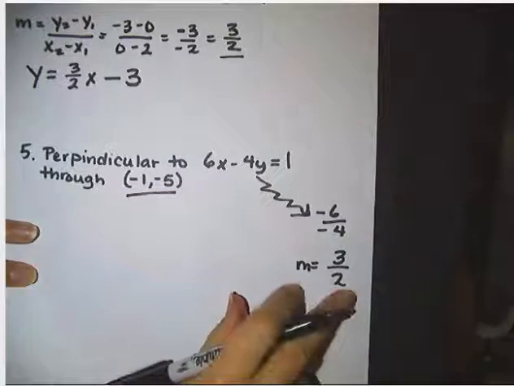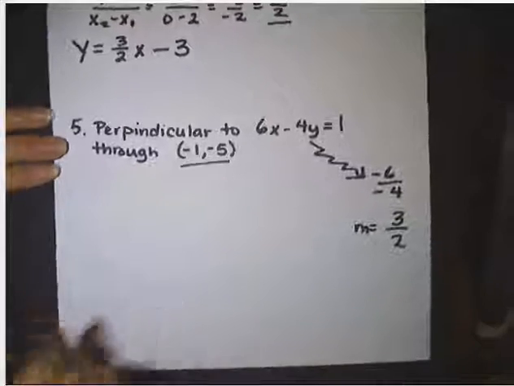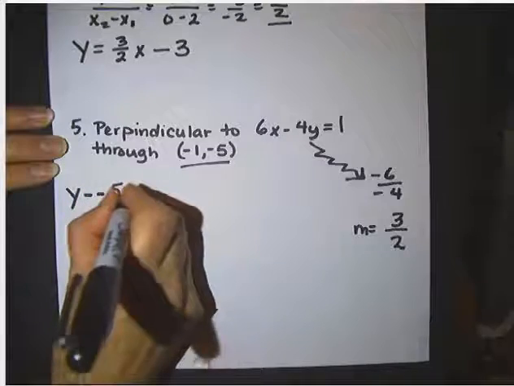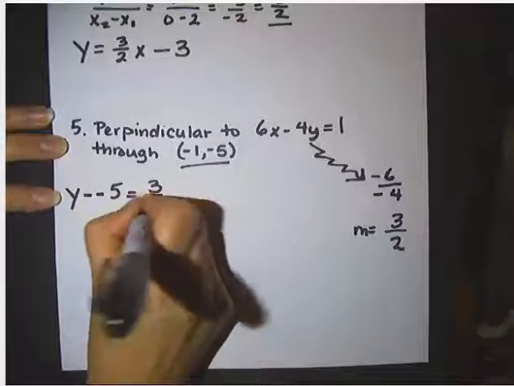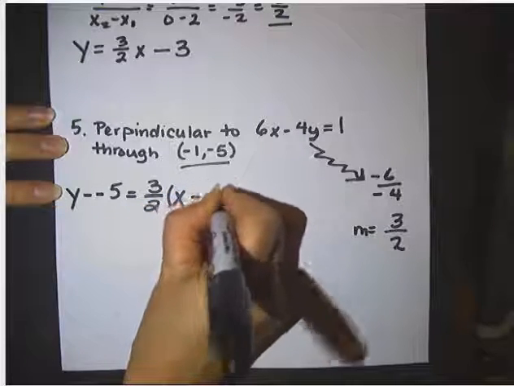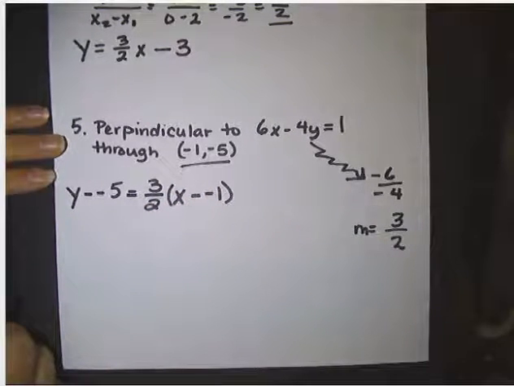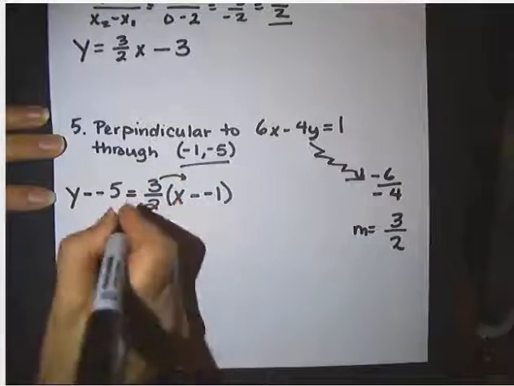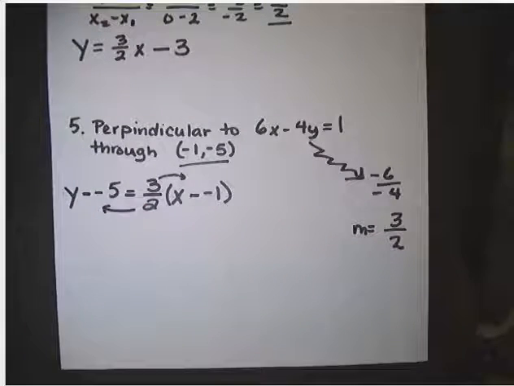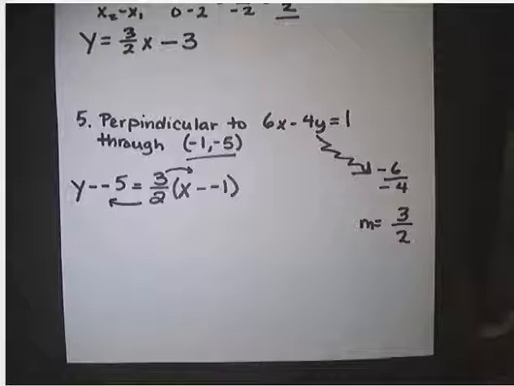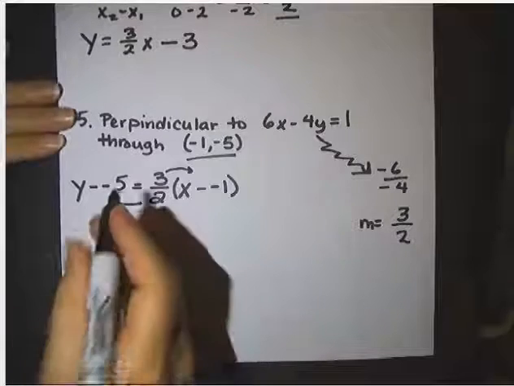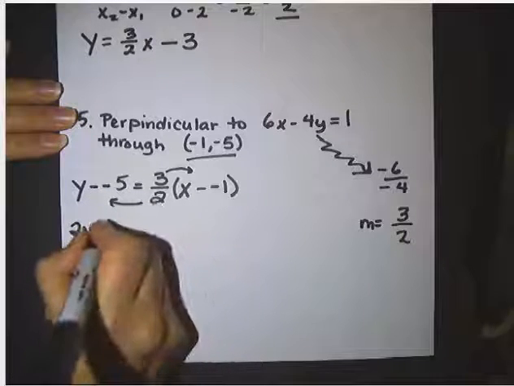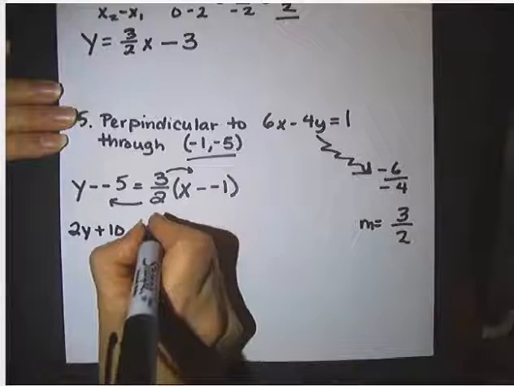So y minus y1 is our y value, -5, equals m, 3/2, times x minus x1, which is 1. So like I said before, in point slope form, you can always multiply the top number to the right, bottom number to the left. This is the same thing as just multiplying everything by 2 to eliminate that denominator. So I end up on the left with 2y. This is plus 5 times 2, so that's plus 10, equals, distributing my 3, I get 3x. That's plus 1 times 3, which would be 3.